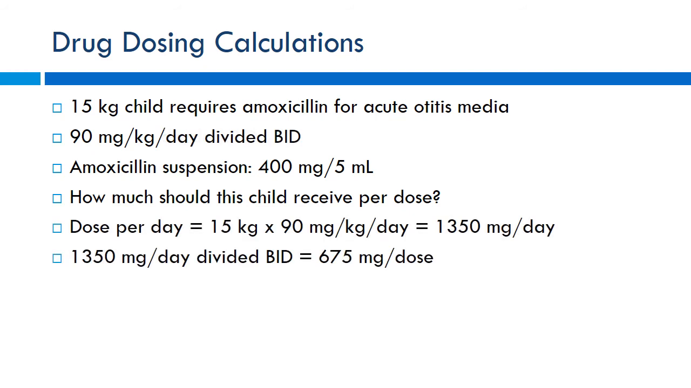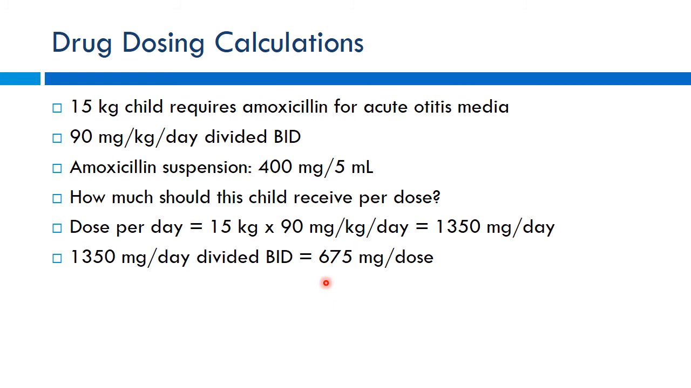So the way we're going to do this is we're going to say, well, okay, based on the dose per day, we know that the patient should be getting 15 kilograms times 90 milligrams per kilogram per day. Basically equals 1350 milligrams per day that they're receiving. So we know, based on what we're seeing here, this is divided BID. So we need to divide this number by 2. And so we get 1350 divided by 2 equals 675 milligrams per dose.